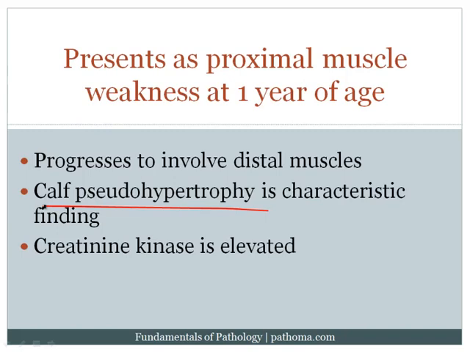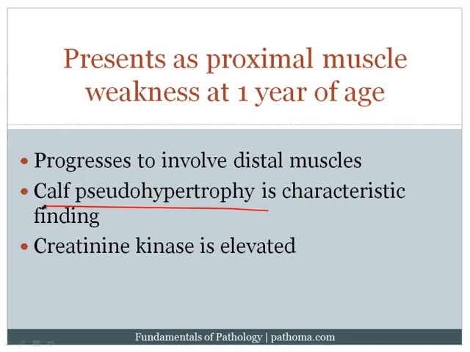Now over time, the disease will progress and then come distally. And as it comes distally, it's going to hit the calf, and when it hits the hypertrophied calf, it's going to convert the calf from muscle into fat, because that's the hallmark of muscular dystrophy. And so then it'll look like the calf muscle is big.